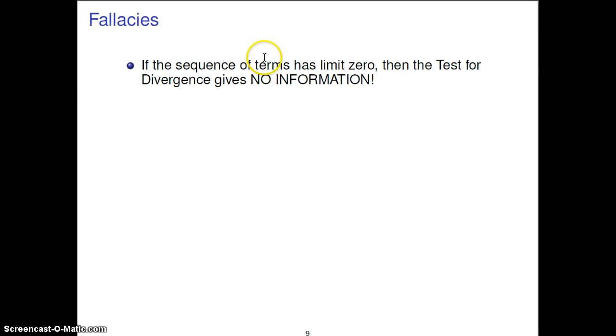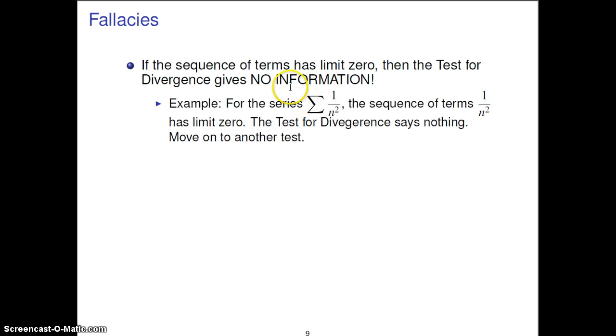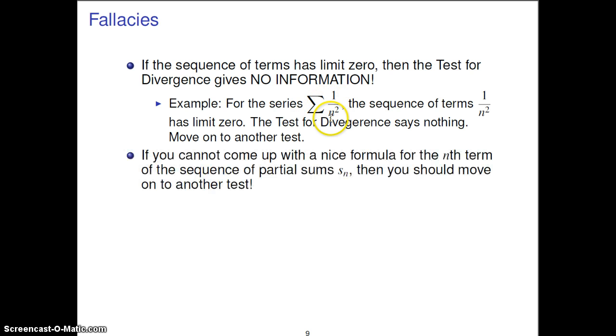But if the sequence of terms has a limit of 0, then I repeat, the test for divergence gives you no information at all. So for example, if you look at the series where you add up numbers of the form 1 over n squared, the sequence of terms is just 1 over n squared without the sigma. And this sequence has limit 0, right? This is 1 over growing stuff, so the limit is 0. The test for divergence says nothing about this series. You have to move on to a different test in order to say something about it. The test that you need is not the test for divergence here. You need the integral test, or the p-series test.